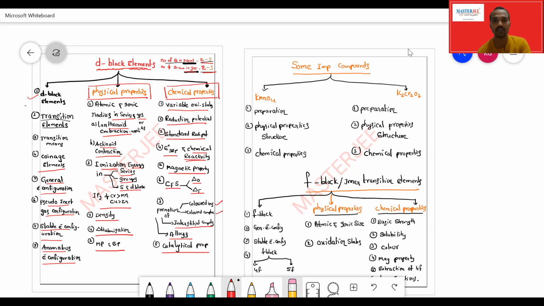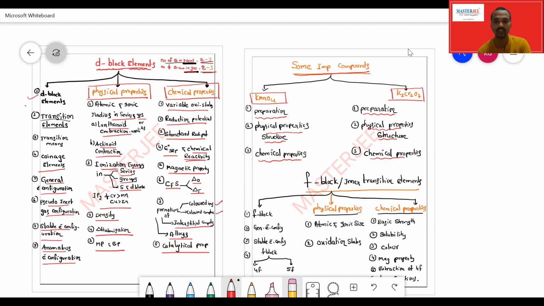Next, another topic is some important compounds like potassium permanganate and potassium dichromate. In this, commonly, the points we have to discuss are preparation of potassium permanganate and preparation of potassium dichromate. Next are physical properties of potassium permanganate and potassium dichromate, and the structures of both of these, and chemical properties we have to discuss in each case.